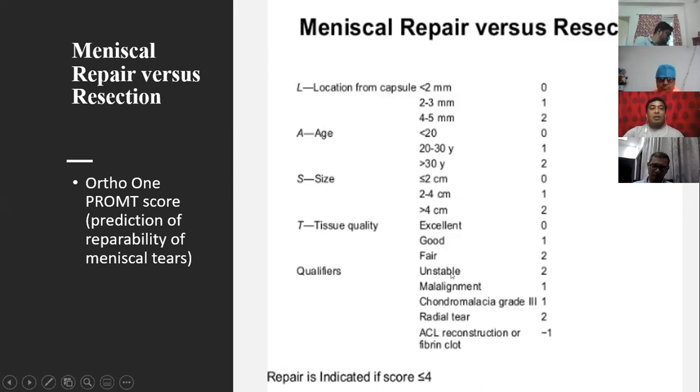If the injury is unstable, then the point is 2. Malalignment of the knee joint, 1. Chondromalacia grade 3, 1. Radial tear of the meniscus, 2. When ACL reconstruction is done, then the point is minus 1, because that comes from the ACL reconstruction procedure.